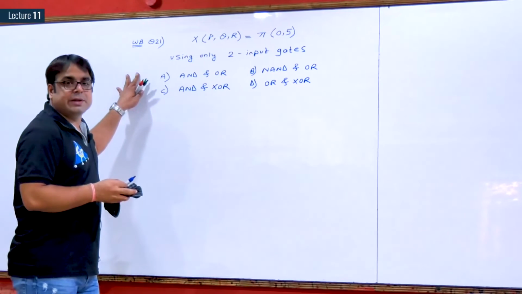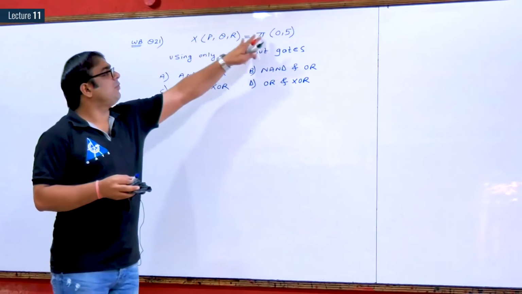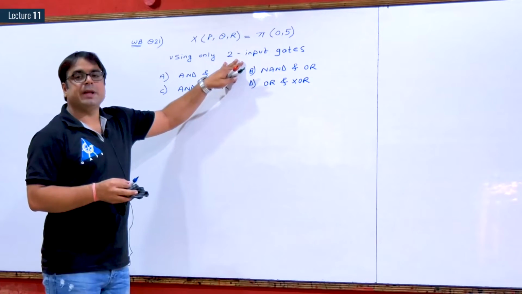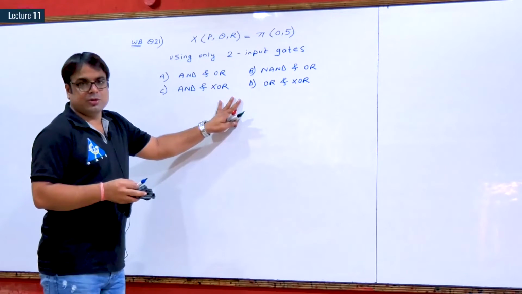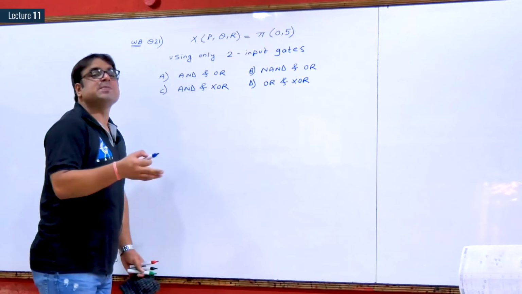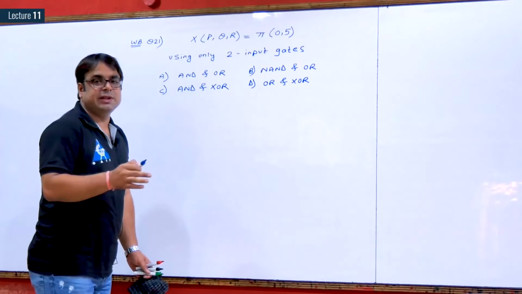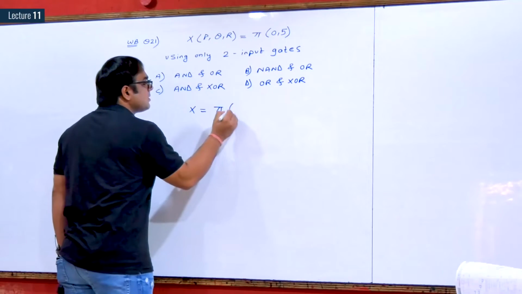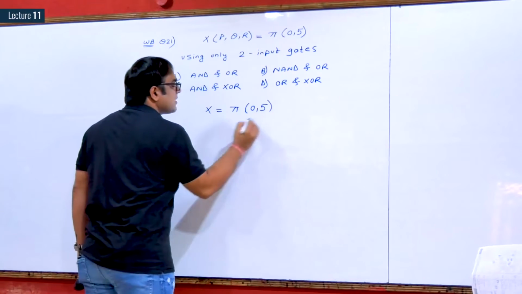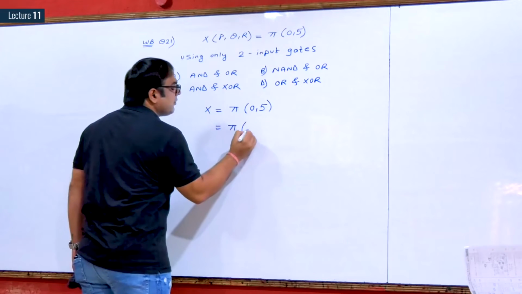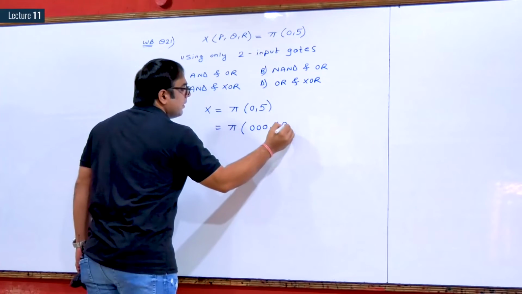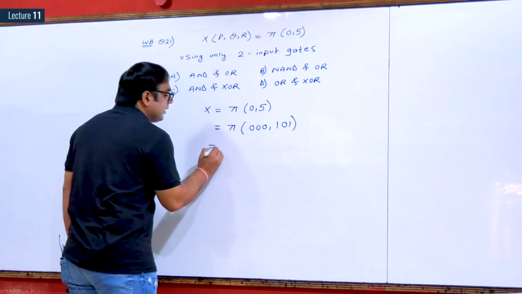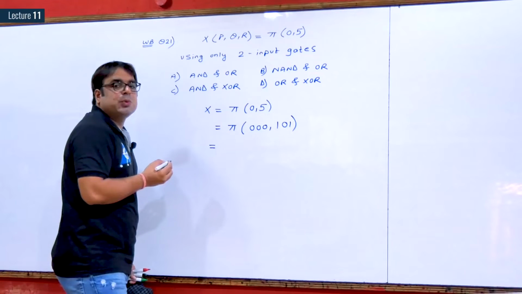Workbook question number 21. A function is given in the form of max term numbers. You have to implement it using only 2 input gates. Some options are given to you. So let us try to find the expression, then we can decide which gates we need to implement. So the function is max terms 0, 5. First step, write down this 0, 5 in binary. Then convert it to variables p, q, r.